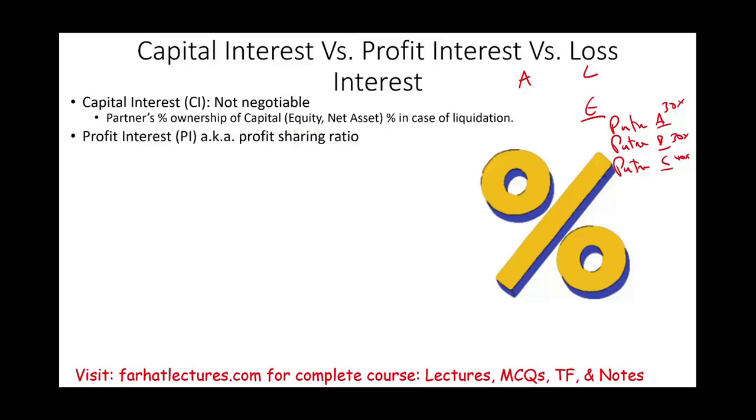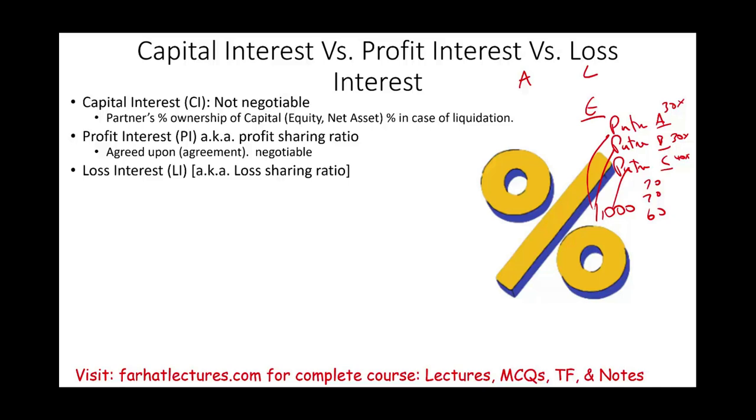We have profit and loss, also known as the profit sharing ratio. Well, that's agreed upon between the partners. For example, here, if the company made $1,000 in profit, how are we going to distribute this profit? Well, we can distribute it 30, 30, and 40, or we can distribute it in some other form, which is 20, 20, and 60, or 24 to A, 24 to B, and 64 to C. It's negotiable. Same thing applies to the loss interest, which is how much of the losses you are going to absorb. That's based on the agreed upon agreement, the contract. It's negotiable how we distribute the profit and loss.